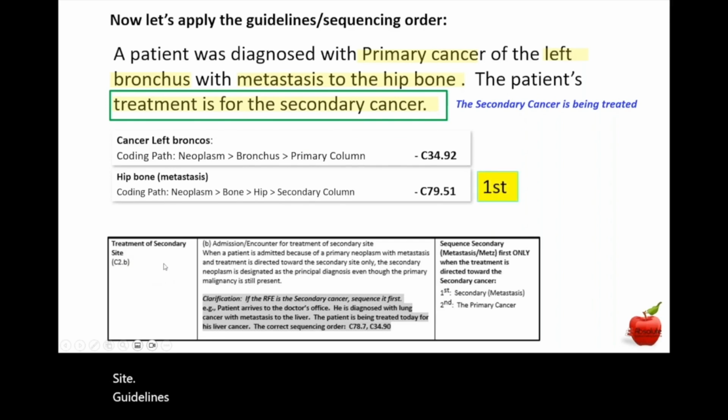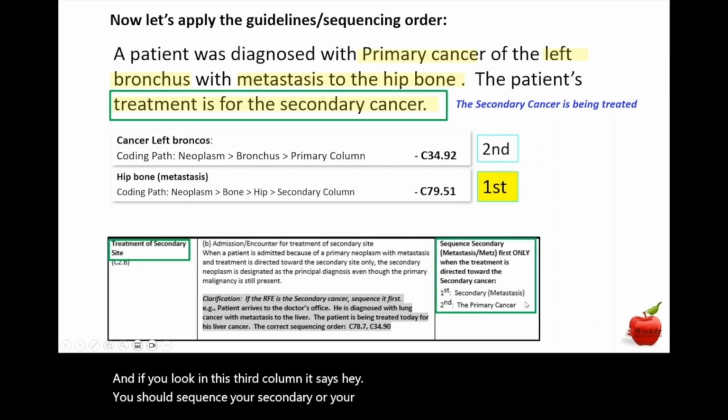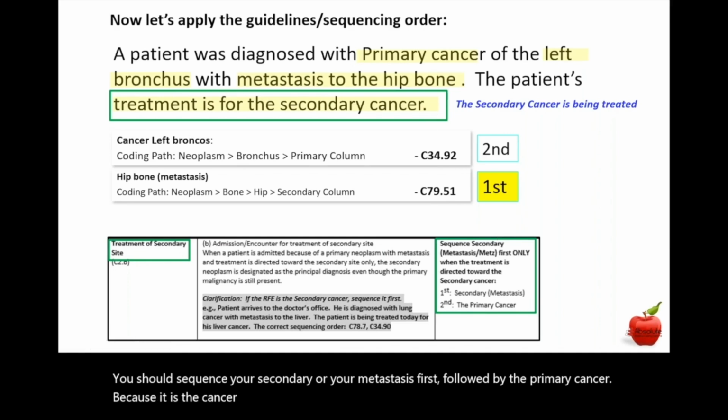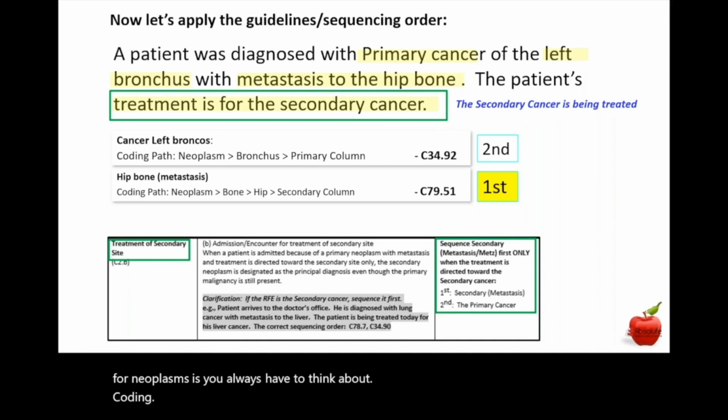Guideline C2.B. And if you look in this third column, it says, hey, you should sequence your secondary or your metastasis first, followed by the primary cancer. Because the success of coding for neoplasms is you always have to think about coding for what is being treated, or the RFE.